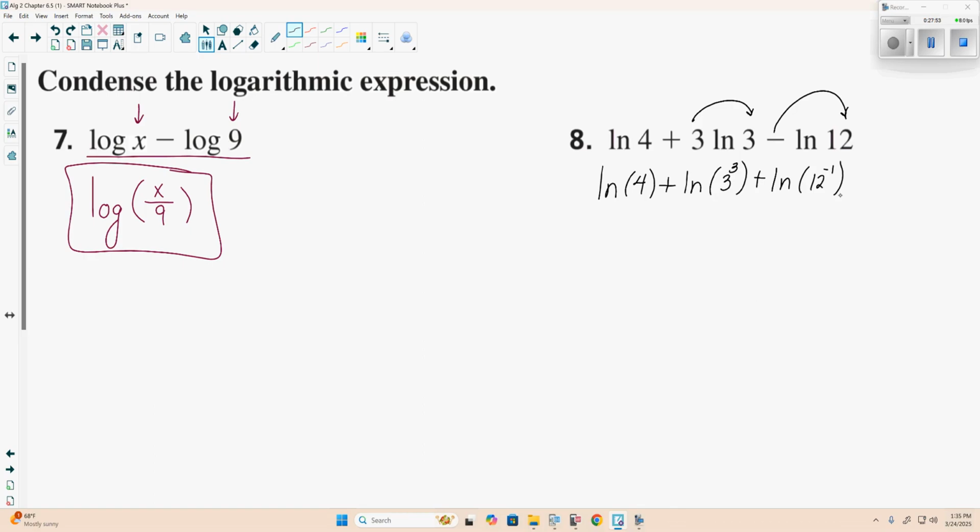Any questions on how we got to this point here? Questions on this so far? Okay. Now we have 2 or more logs being added together, same logs being added together. So we can rewrite it as a single log with what's in each side of the logs being multiplied together.